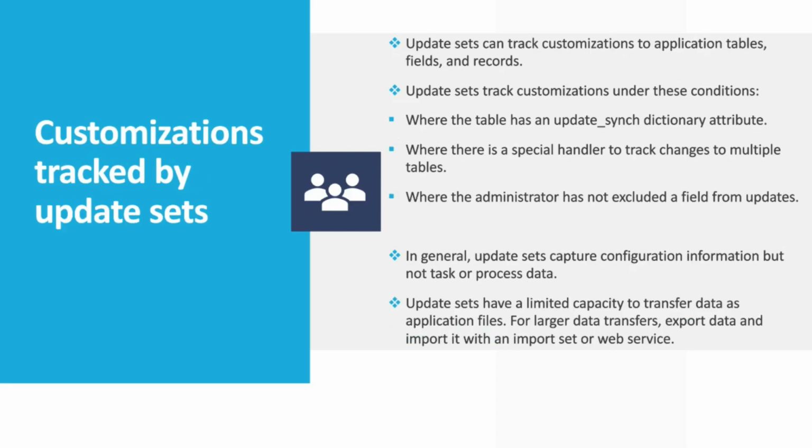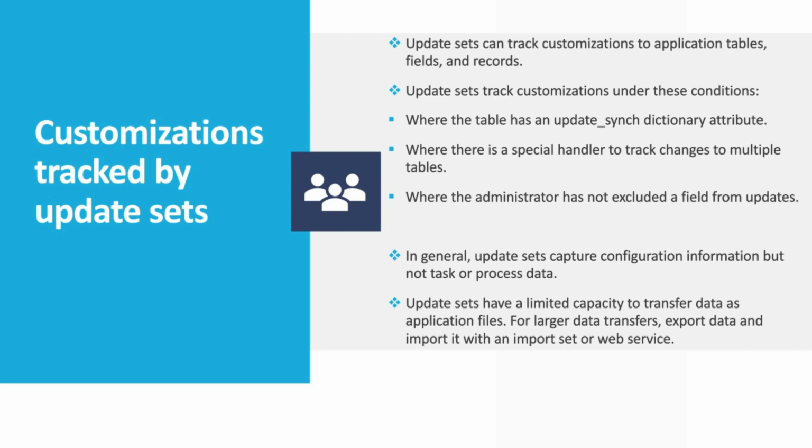Okay. So what are the customizations tracked by update sets? Update sets can track customization to application tables, fields, and records. Update sets track customization under these conditions: where the table has an update_synch dictionary attribute, where there is a special handler to track changes to multiple tables, and where the administrator has not excluded a field from updates.